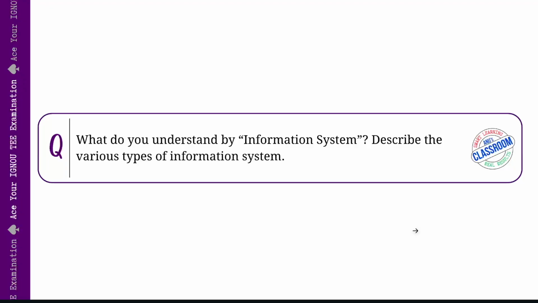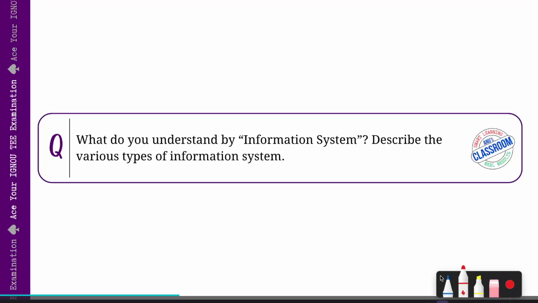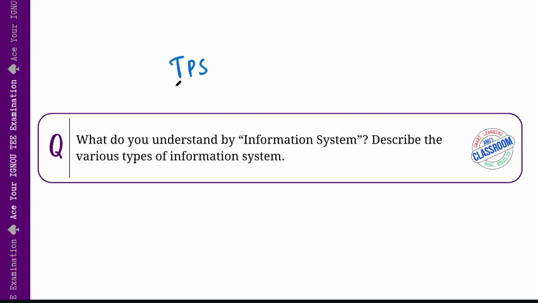Now, there are different types of information systems, and each of those different types serves a unique purpose. So first, let us look at transaction processing system or TPS. Let me write that down for you. TPS, transaction processing system. Think of this as the system which records the day-to-day business activities like sales, billing, or payroll. So they handle large volumes of transactions quickly and accurately.